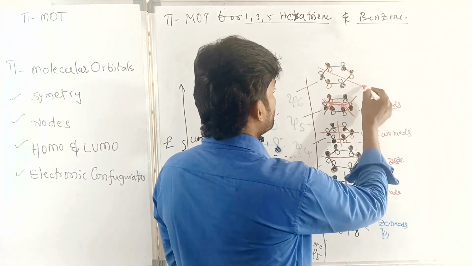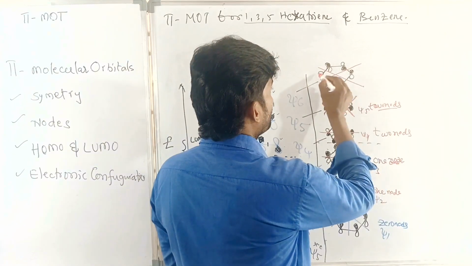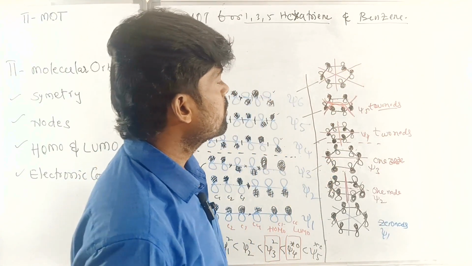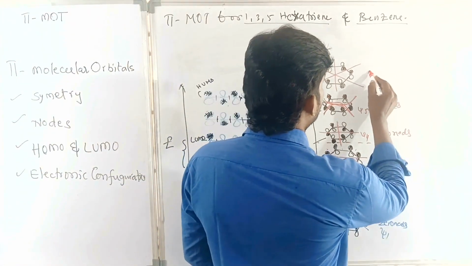Coming to psi 6, we can cut it in any way. With respect to all axes, we can easily cut them, so three nodes are there.